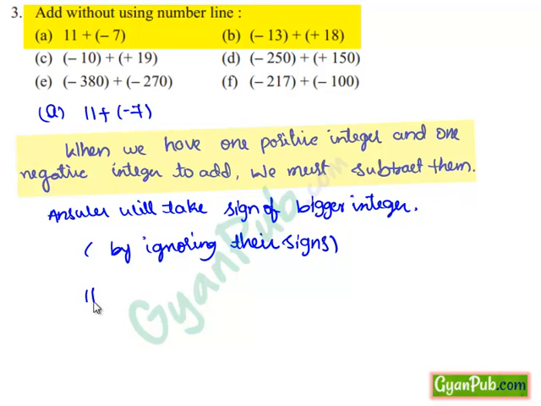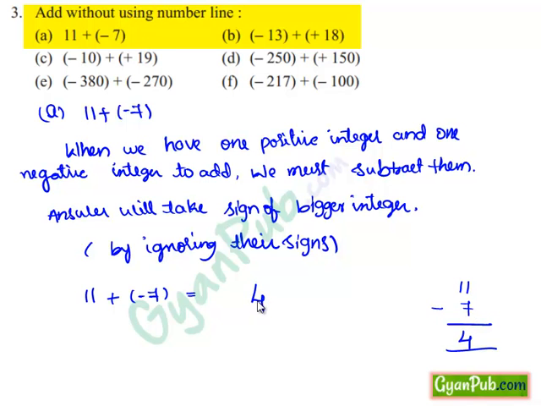To add 11, which is a positive integer, and minus 7, which is a negative integer, we should subtract them. 11 minus 7. Subtracting 7 from 11, we get 4. But this 4 takes the sign of the bigger integer. By eliminating plus and minus before 11 and 7, we compare 11 and 7. 11 is the bigger integer, so this 4 takes the sign of 11, which is positive.